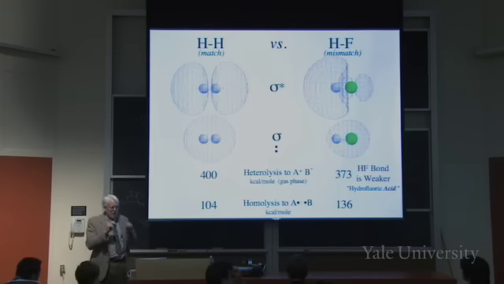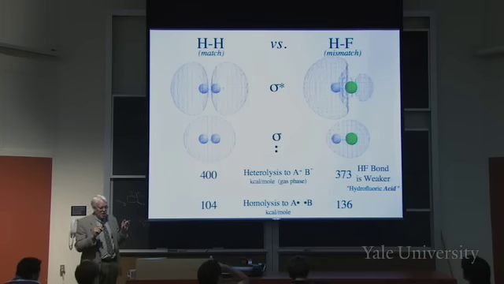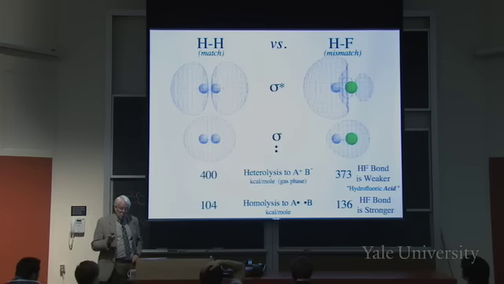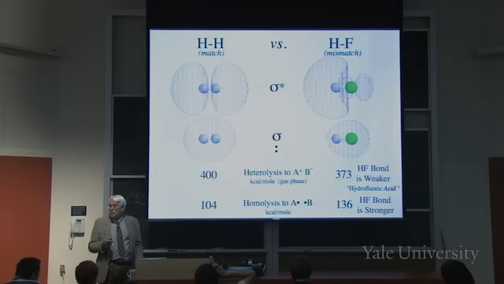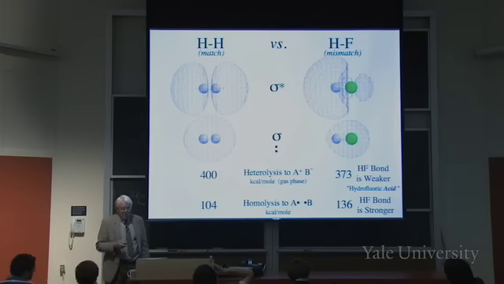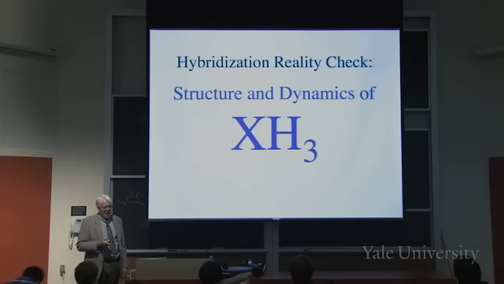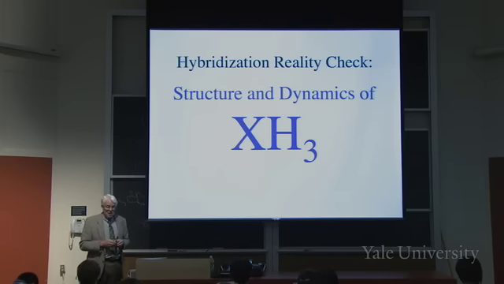But if you break it into two atoms, two H atoms or an H atom and an F atom, then it costs only 104 for HH, but 136 for HF. So the HF bond is stronger if you're breaking to atoms. So that's the first experimental verification of what I've been talking to you about. And we're going to go on next time to talk about XH3, which will have lots of experimental data that will show that this stuff is sensible.